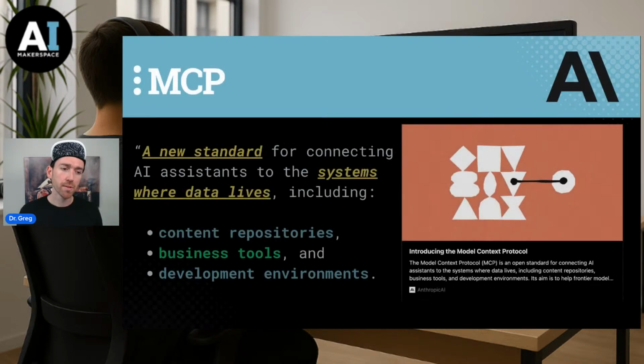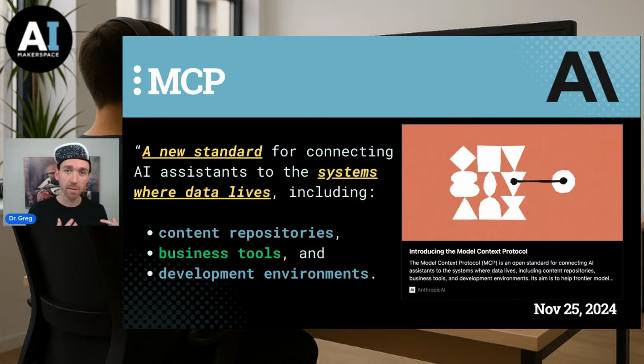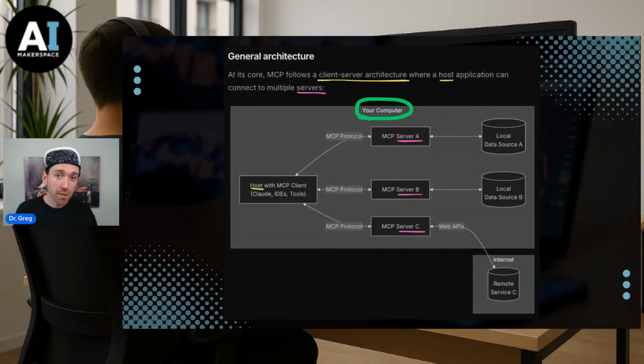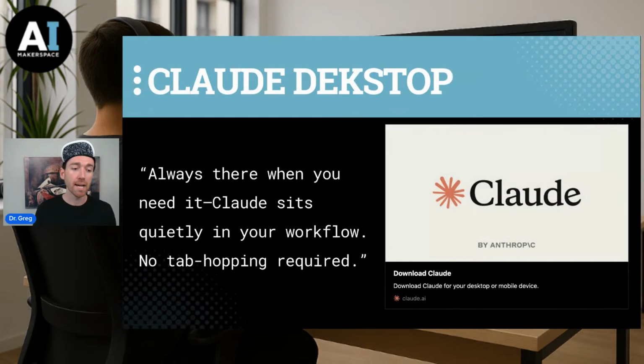And again, it's a standard, a protocol, MCP, for connecting assistants to where data lives. And we're going to look at a business tool use case. We're going to look at doing stuff locally at first here. Remember, we're going to do stuff on our own computer. And this is the classic MCP approach. We're going to use Claude Desktop, as we saw, one of the initial things they enabled MCP servers on. This is just what we can read from the Claude Desktop marketing materials. Always there when you need it. Sits quietly, perhaps a little creepily in your workflow, no tab hopping required.